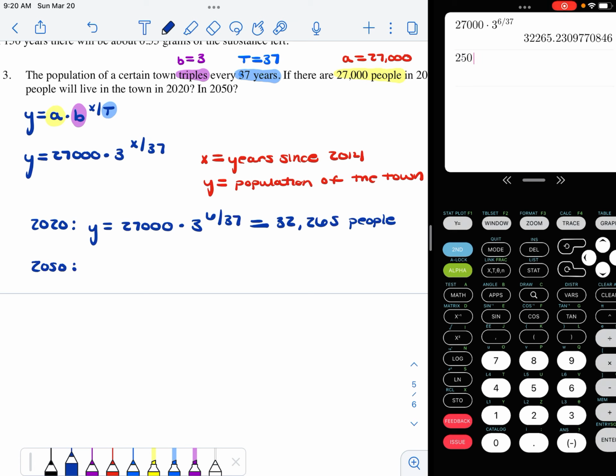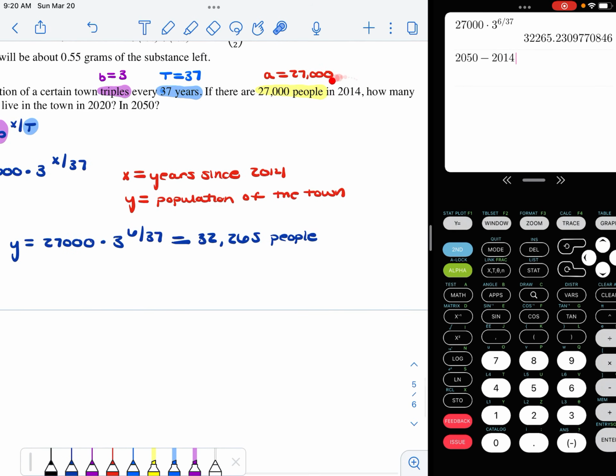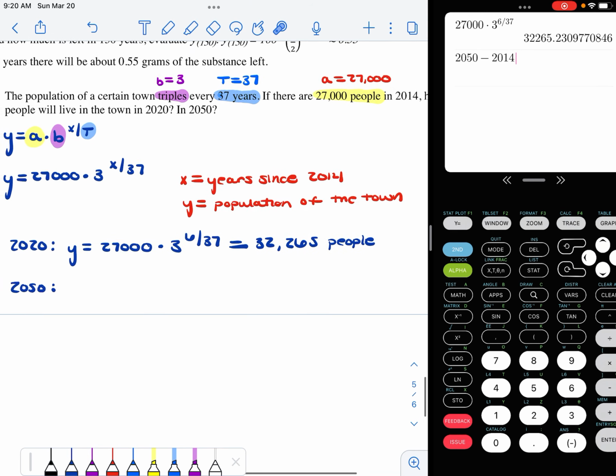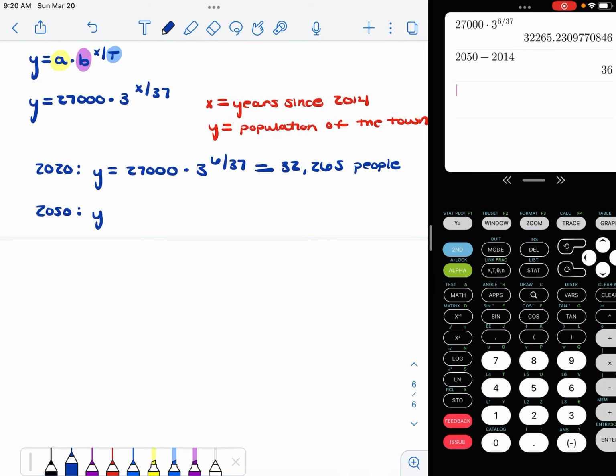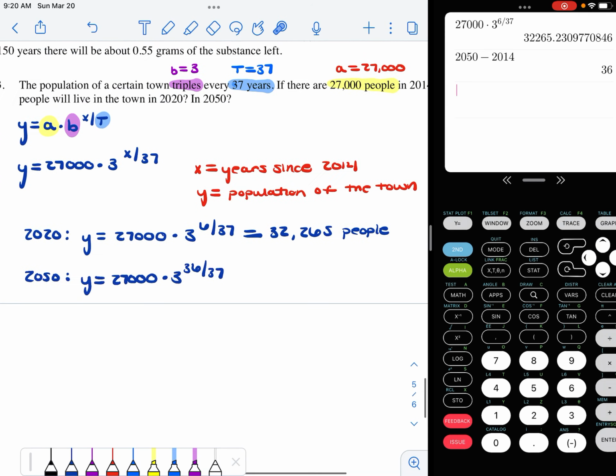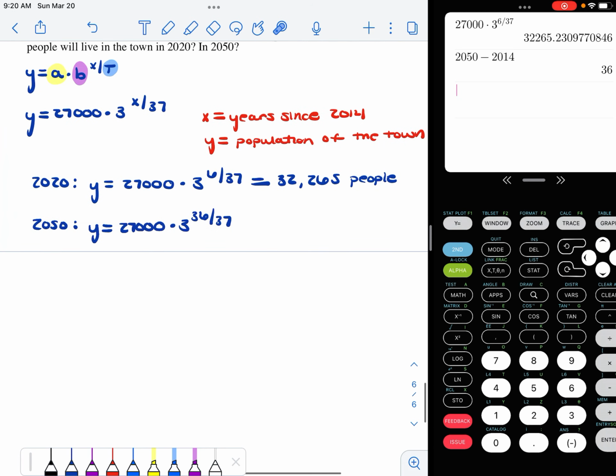All right, and then let's see about 2050. If you need to, you can calculate the amount of time: 2050 minus, again, our starting year of 2014. You're always thinking back to when your data started. We always go back to that 2014 for this model. So it would be 36. Our y would equal 27,000 times 3 to the power of 36 over 37. Remember, our tripling time was 37 years. We've gone 36 years, so we've almost tripled. We can see that in a second.